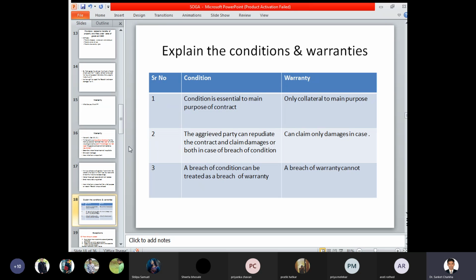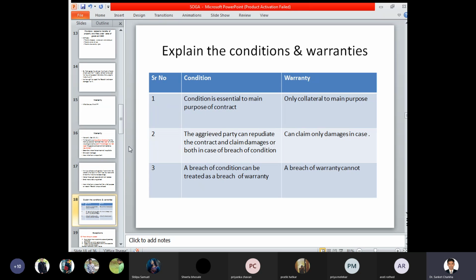The party can claim damages, and the party can completely change or alter the product that he has received. But in case of warranty, only damages can be claimed, and the entire product cannot be changed or replaced by the buyer who has purchased those goods and services. So in this case, we have to identify the major differentiation, what the condition is with respect to the breach of a contract.